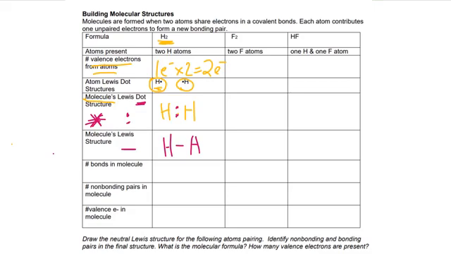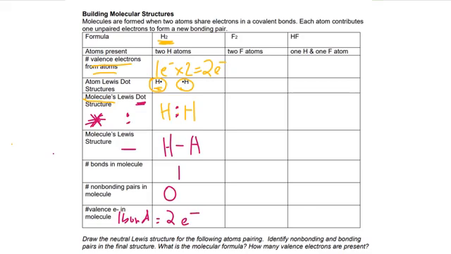So how many bonds are in this molecule? There's 1 bond. How many non-bonding pairs? None. And then how many valence electrons are in this molecule? So we can see that, well, because there's 1 bond, and there's always 2 electrons in a bond, so there's 2 valence electrons in this molecule.